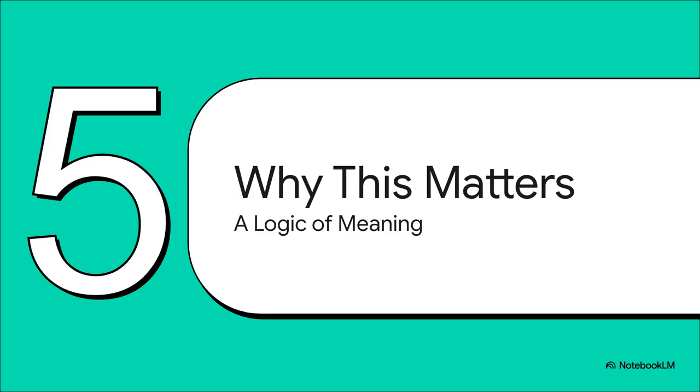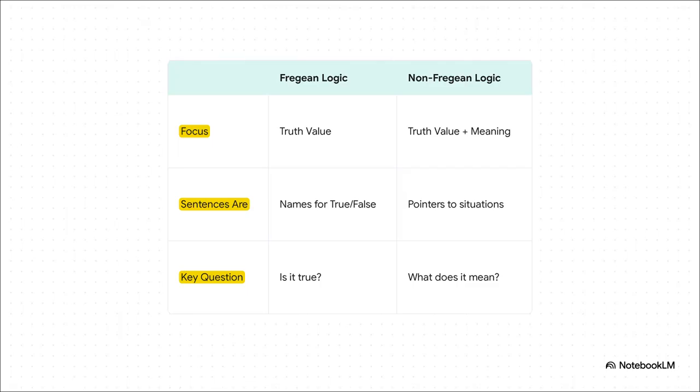Okay, so let's pull all this back. What's the big takeaway here? Why should we care about this kind of abstract logical idea? Let's break it down. This table really lays it all out, doesn't it? You've got Fregean logic, where the only thing that matters is the truth value. Sentences are just names for true or false. But then look at non-Fregean logic. We add meaning. Sentences become pointers, which lets us ask that way deeper question.